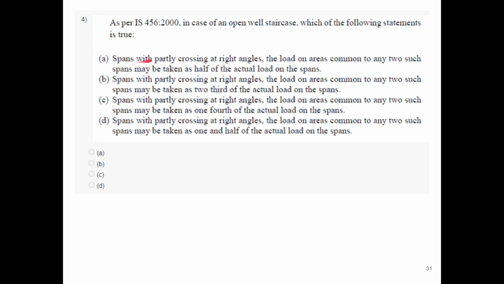A, that is spans partly crossing at right angles, the load on areas common to any two such spans may be taken as half of the actual load on the spans. That statement as per IS 456 is the correct one. So A is the correct option.